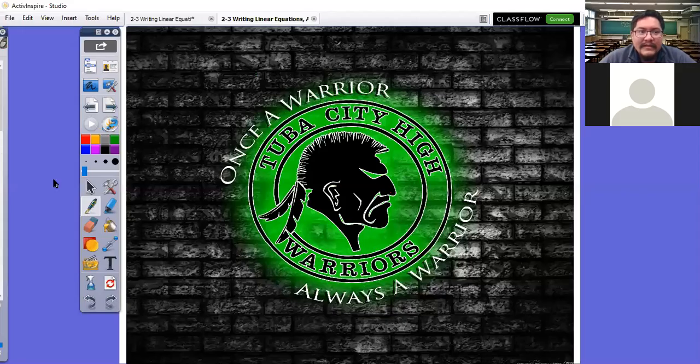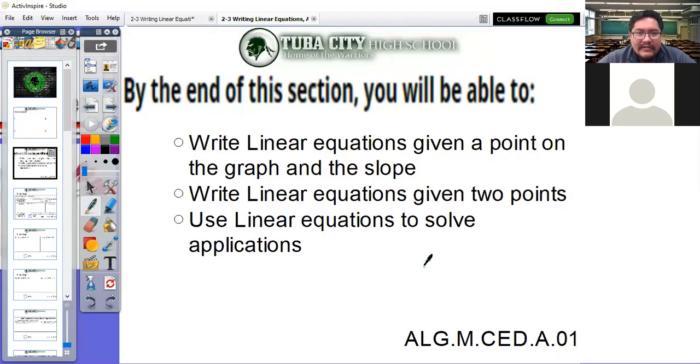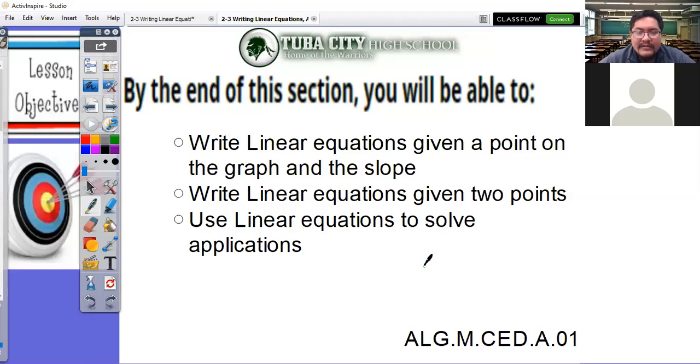All right. Let's see what we got going on today. So, write linear equations given a point on the graph and the slope, and write linear equations given 2 points.